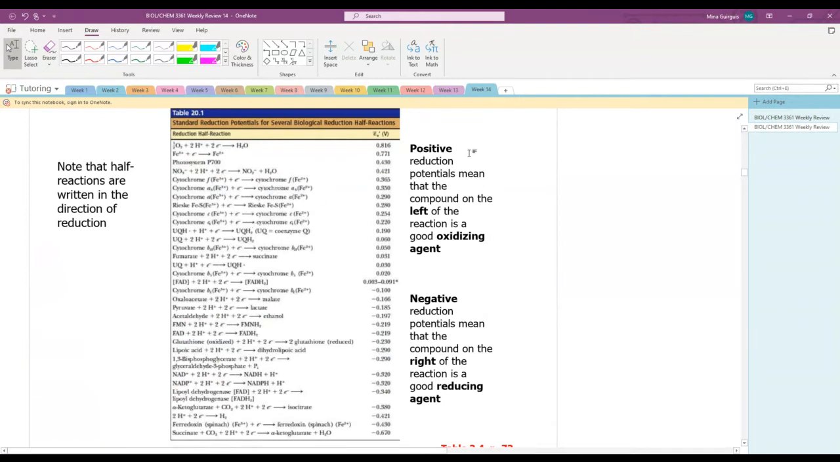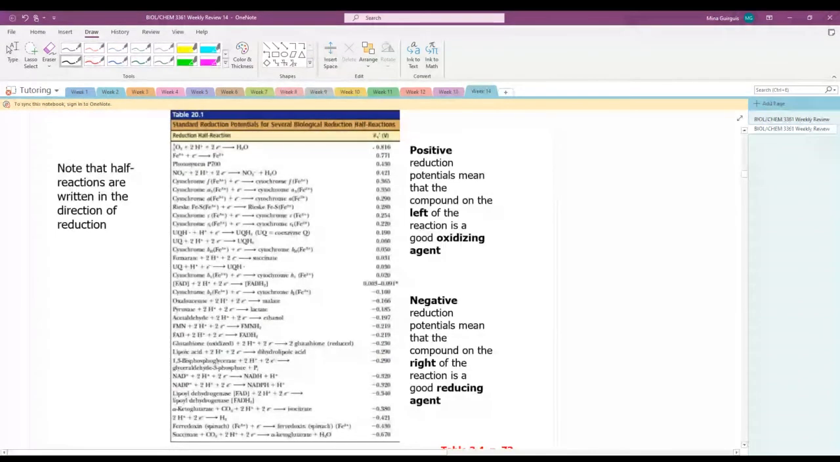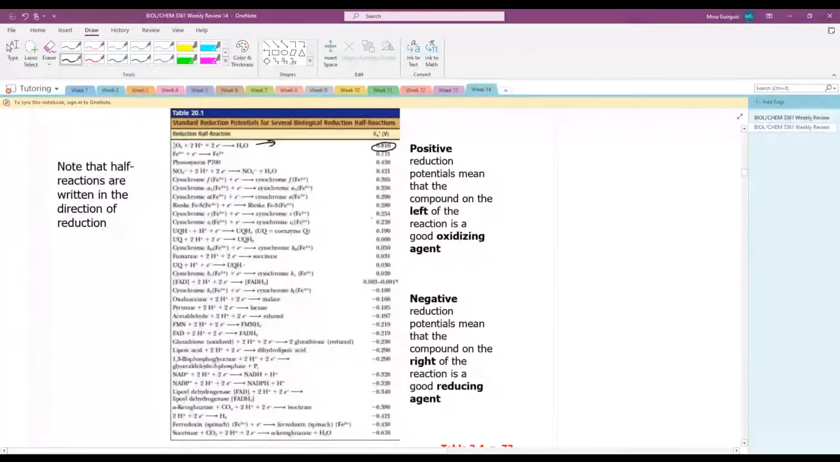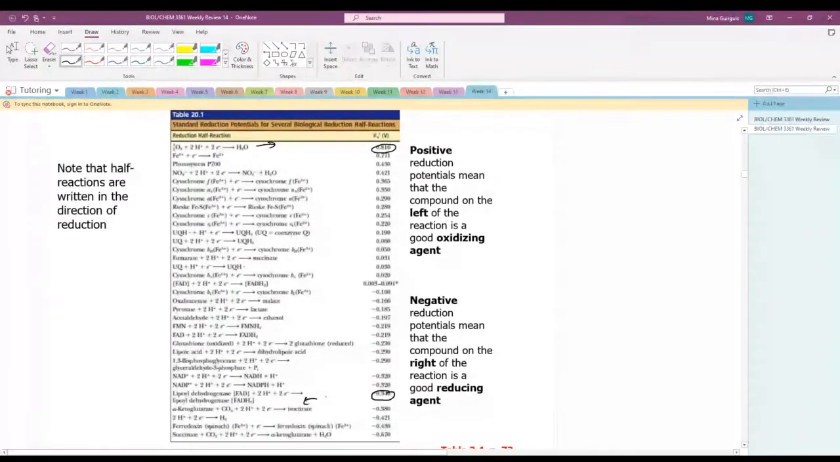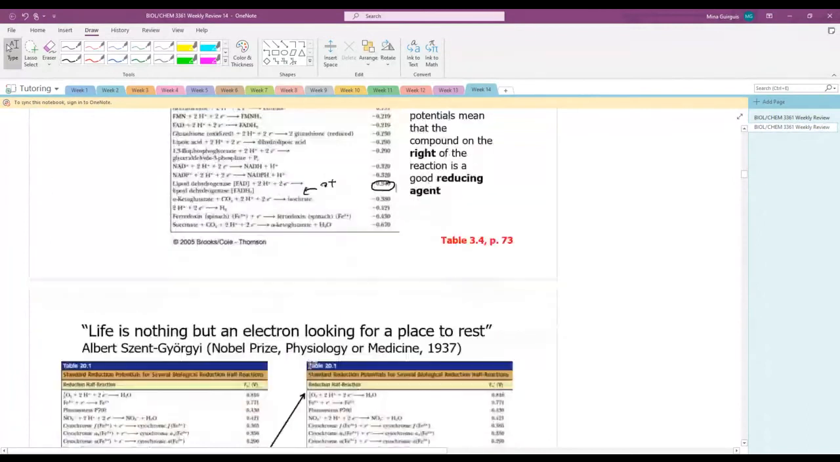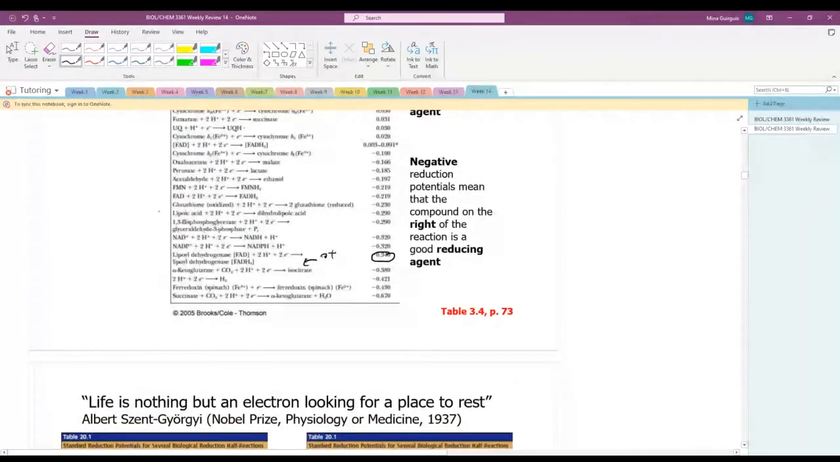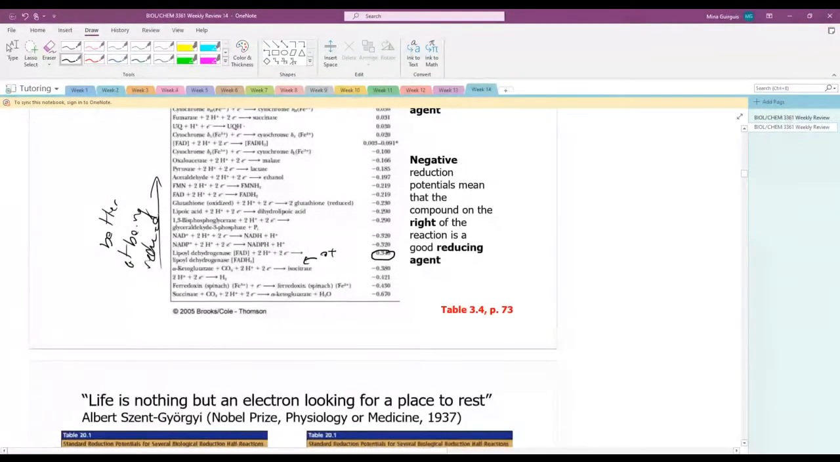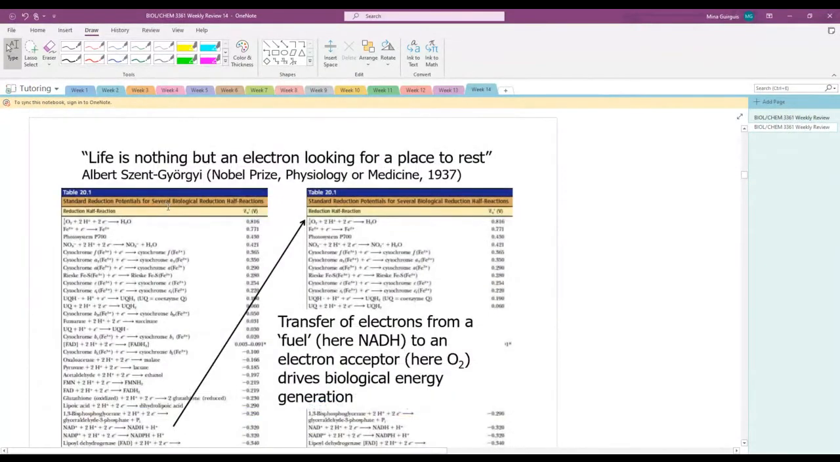So positive reduction potential means, I don't like this lingo, to be honest. It kind of confuses me. A positive delta E naught prime of a half reaction tells us that this reaction wants to happen. A negative one, like for example this one, means that the reverse reaction is more likely to happen, and this is more likely to be oxidized. Okay, so the higher up on this table you go, the better at being reduced.